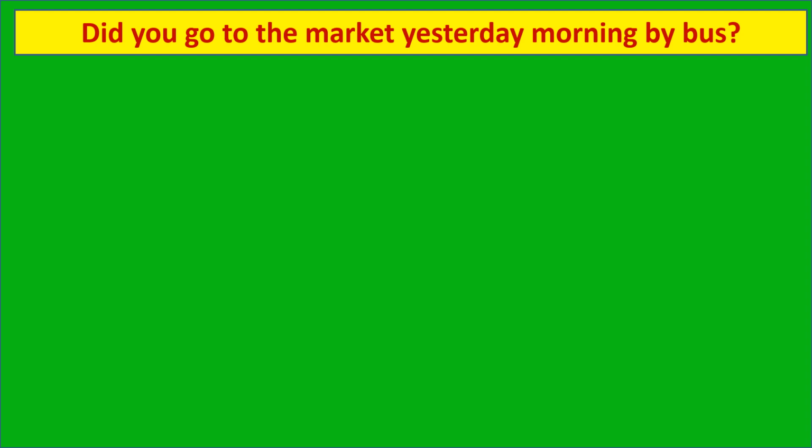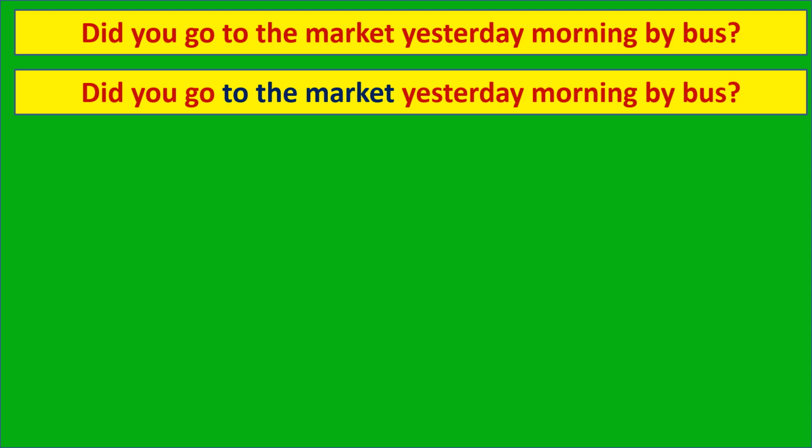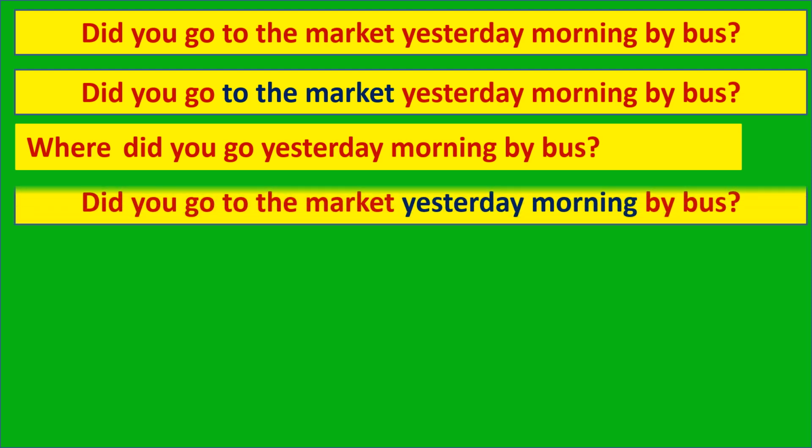What is the yes no question? Did you go to the market yesterday morning by bus? Here I have put to the market in a different color. What WH question does that answer? Where? Good. You take that answer from the yes no question and write the other words in that yes no question in the same order. Now you put the WH question that answers the chunk that you removed. Where? Where did you go yesterday morning by bus?